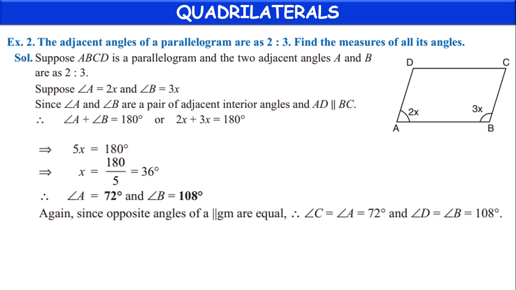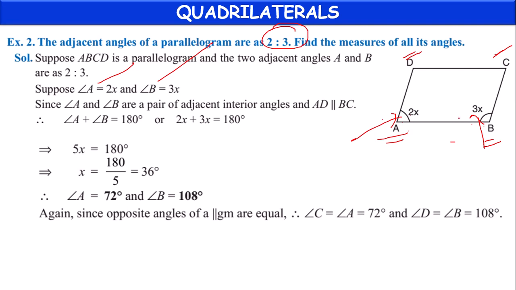Next one, example 2. The adjacent angles of a parallelogram are as 2:3. Find the measures of all its angles. So here children, ABCD is a parallelogram. Adjacent angles of the parallelogram are in the ratio 2:3. Means one angle we can assume it has 2x. Another angle we can assume it has 3x. These 2x and 3x are adjacent. So let A equal to 2x, B equal to 3x.